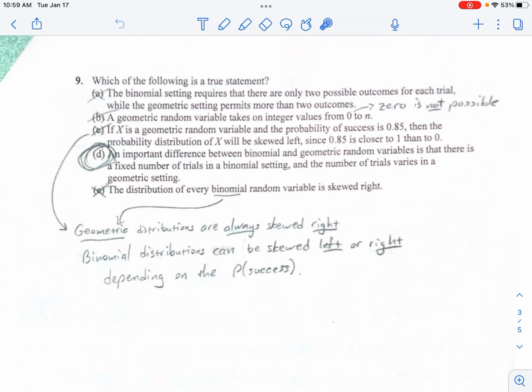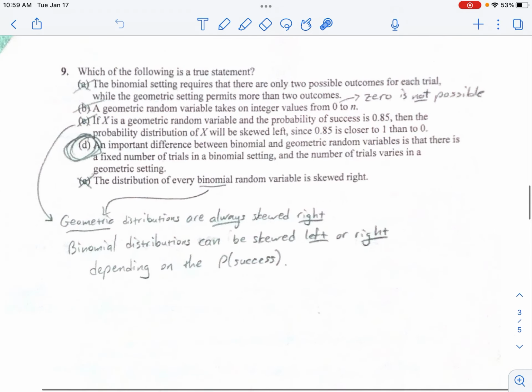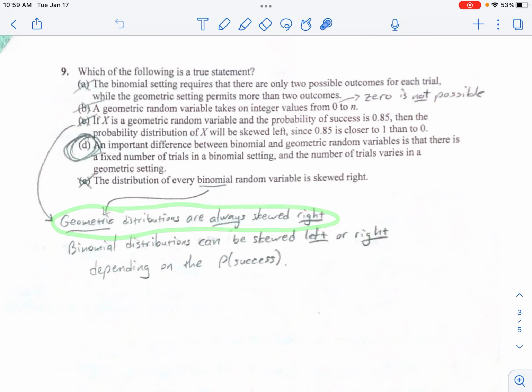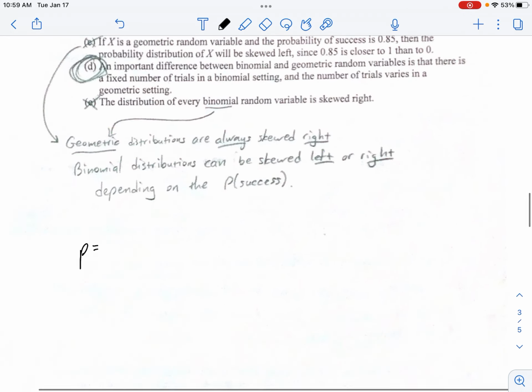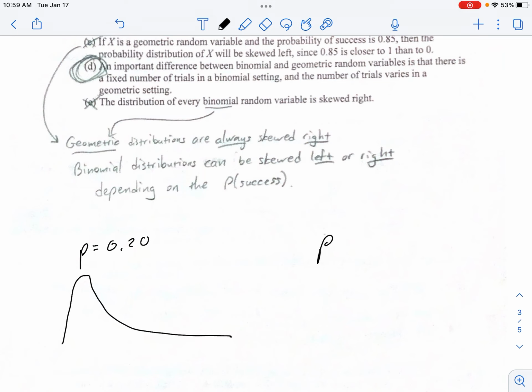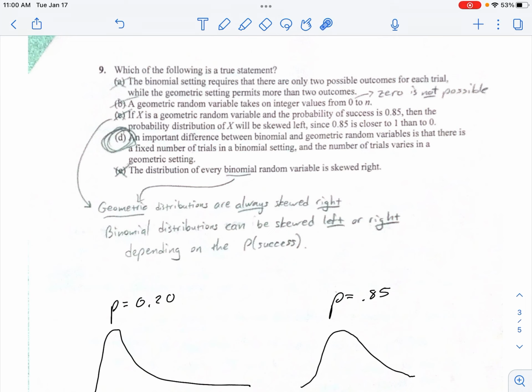E: If x is a geometric random variable and the probability of success is 0.85, it'll be skewed left because of the number being closer to 1. That's not true. Geometric distributions are always skewed right. If p was 0.20, it would be much more exaggerated like this, whereas if it was 0.85, it wouldn't be as bad, but it is still going to be skewed. Both are skewed right. So it's not E.